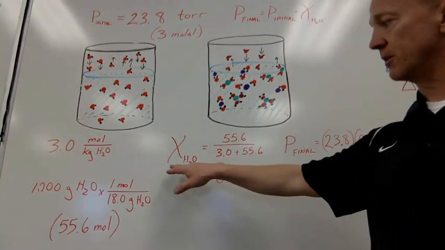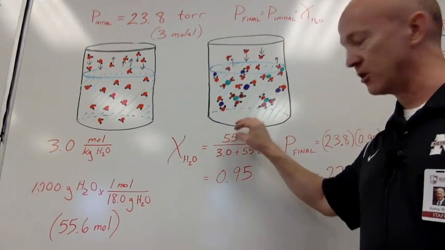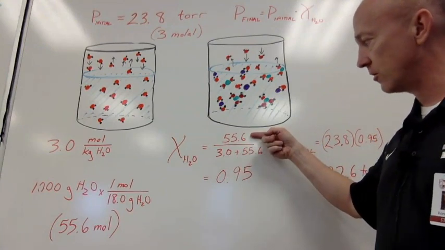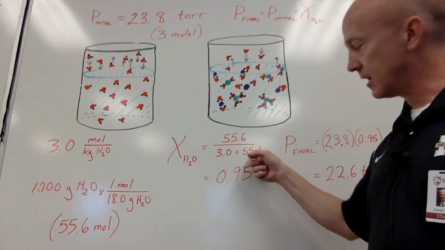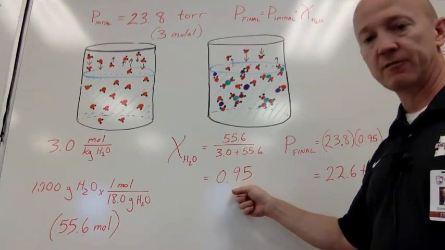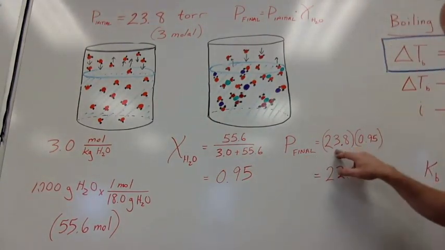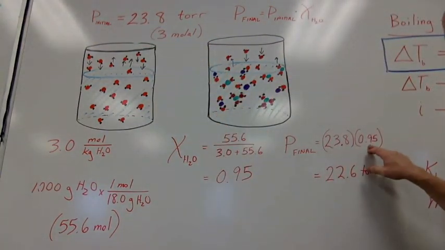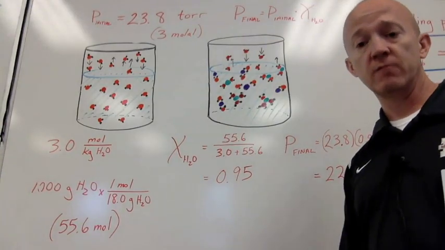And now we can determine our mole fraction of the water. Remember, mole fraction is equal to moles of what you want over the moles of everything. So moles of water divided by moles of solute plus moles of water, and that gives us a mole fraction of 0.95. All that's left is to multiply 23.8, our initial vapor pressure, times 0.95, our mole fraction, and we get 22.6 torr. So that's our new vapor pressure.